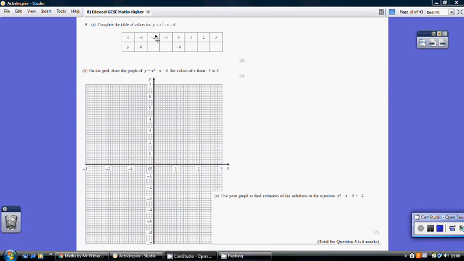Question 5. So this is going to be a quadratic graph because we've got the x squared, and because this is positive, we're going to get a positive parabola, or a sort of smiley face shaped graph. So as we fill in these values, do look out for the symmetry of the y values.